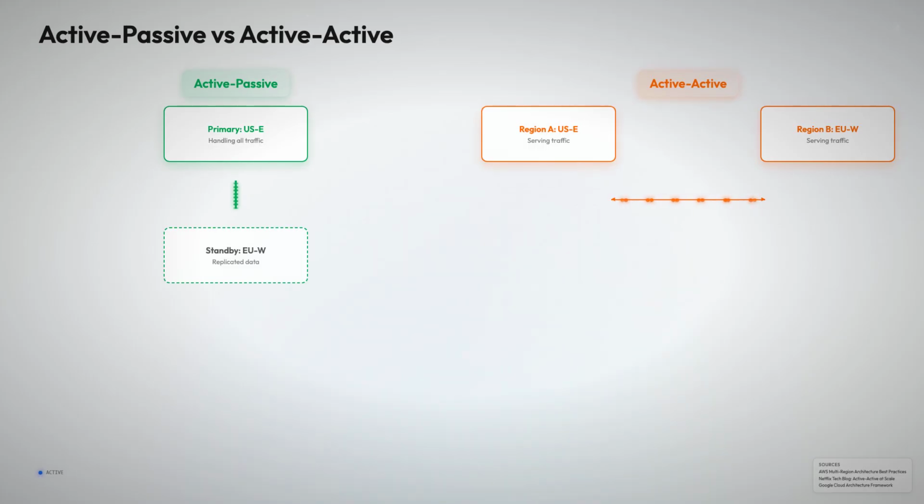Active-active allows both regions to serve traffic simultaneously, reducing latency. Users connect to the nearest region, and both accept writes. But this is complex. Netflix runs active-active across 3 AWS regions, and spent years building custom tooling. Start with active-passive. Scale to active-active only if latency demands it.